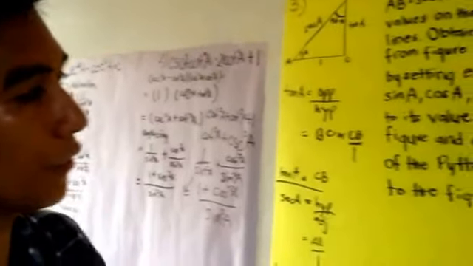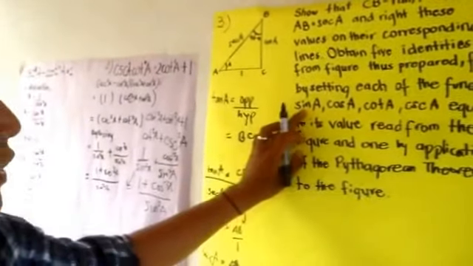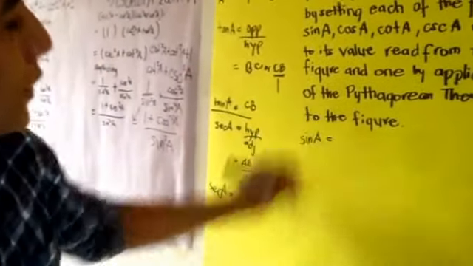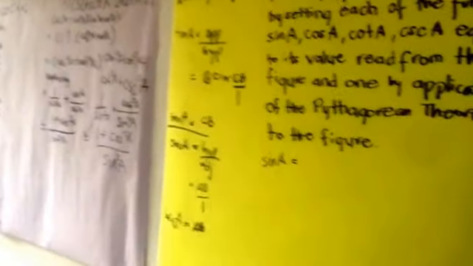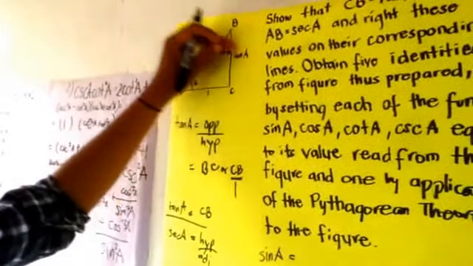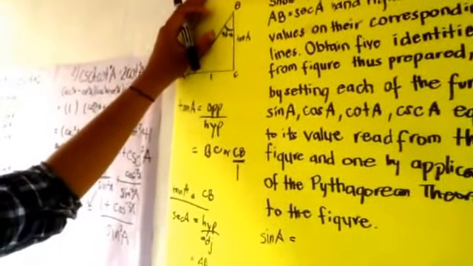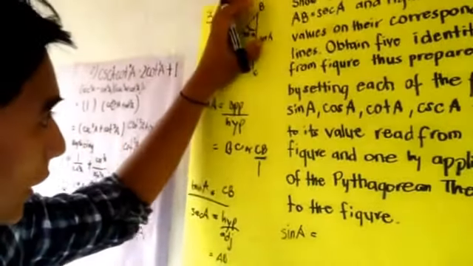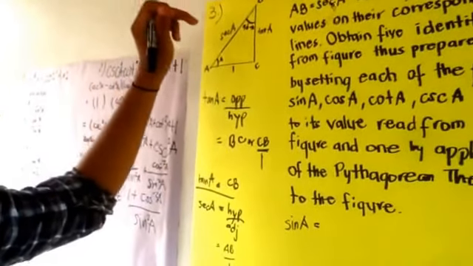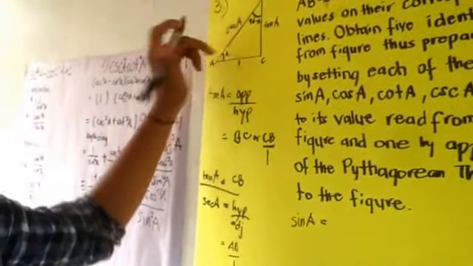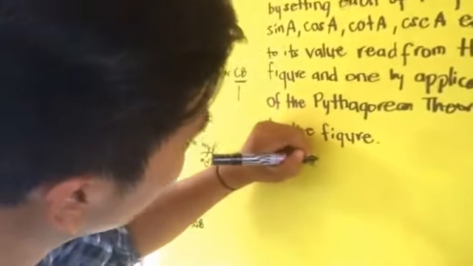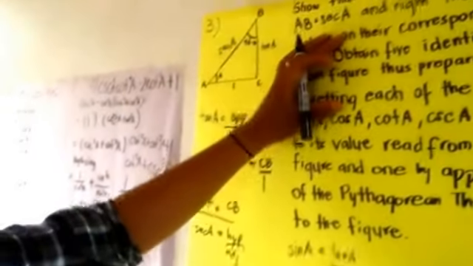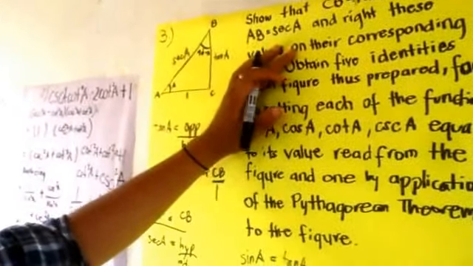So by setting each of the functions, first we solve for sin A. Sin A is equal to opposite side over hypotenuse, and the opposite side of sin A is tan A, tangent A, over secant A. So we put tan A over sec A.